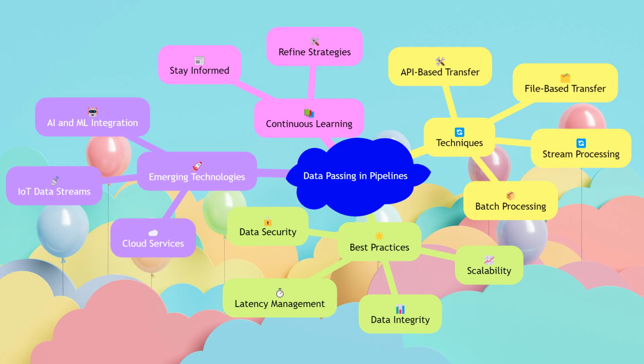Passing data between steps in a pipeline is a critical aspect of preparing a model for deployment. By understanding the various techniques and best practices for data passing, data engineers and machine learning practitioners can build efficient and reliable pipelines. As data pipelines continue to evolve, new technologies and approaches will emerge, offering even more opportunities to optimize data flow and improve pipeline performance. Staying informed about these developments and continuously refining data passing strategies will be essential for success in this field.